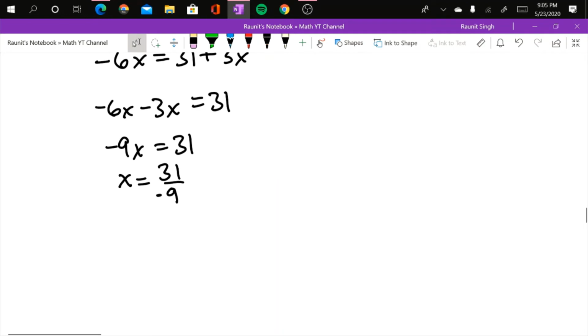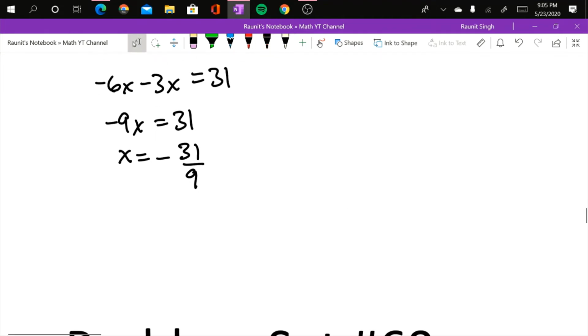Remember, in order to get rid of the coefficient next to the x, we have to divide by the coefficient that's next to the x. Since in this case it's negative 9, we're dividing both sides by negative 9. Then we're going to turn it into a mixed number.